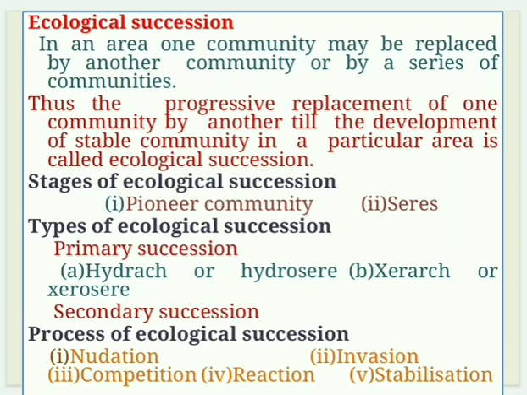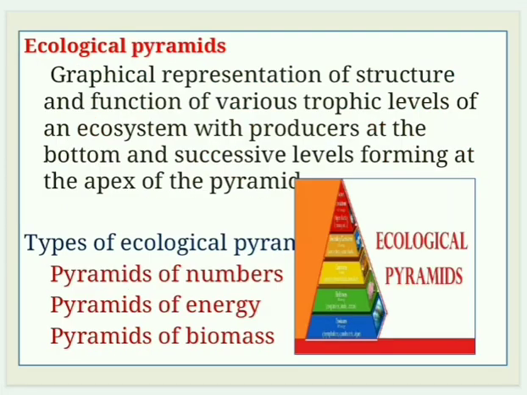So nudation is the development of a bare land. Invasion is establishment of one or more species through migration followed by establishment. Competition is when the number of species increases, competition for space, water and nutrients. Then reaction, the living organisms will be using the water and nutrients and they will be growing and modifying the environment. And stabilization is, it leads to a stable community which is in equilibrium with the environment. So if ecological succession is asked, you should be able to write the definition, the stages, types and also the process of ecological succession.